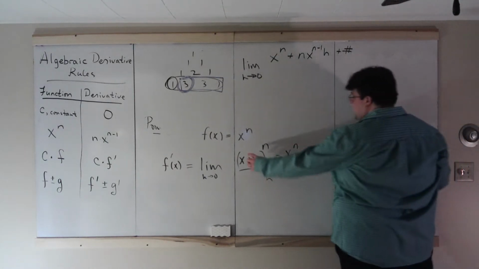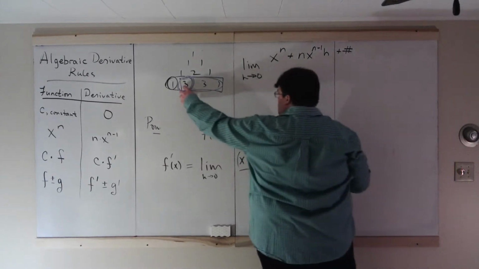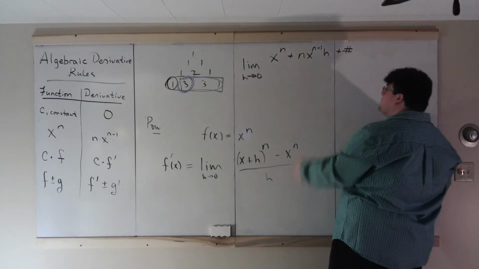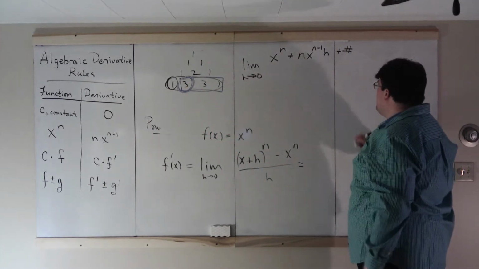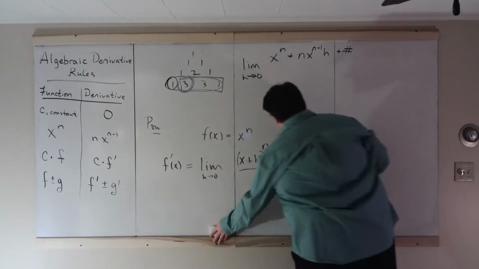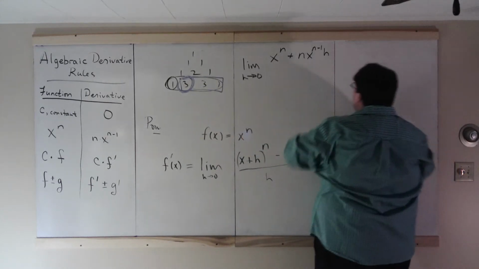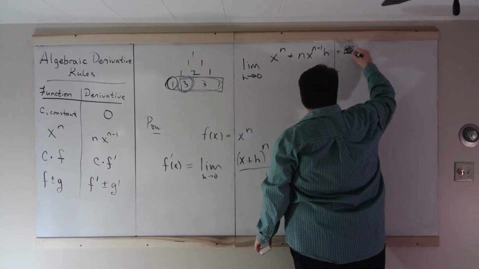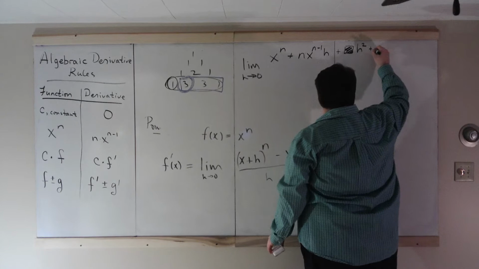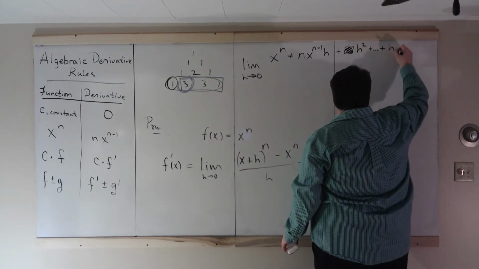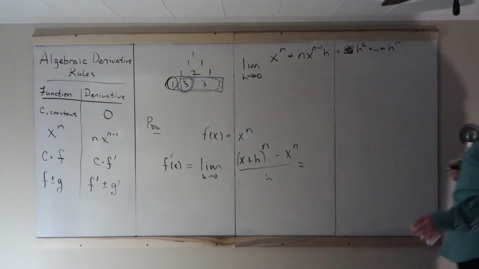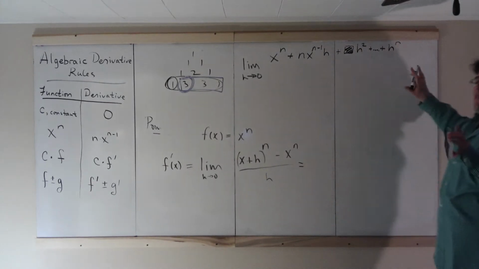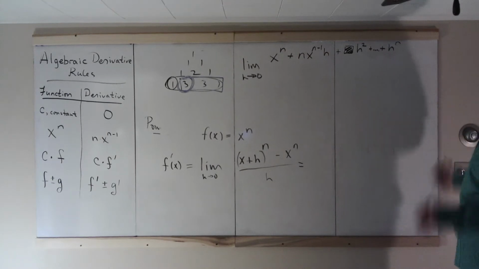So we expand this, we get x to the n, then we get n, x to the n minus 1, h to the 1, and after that we get plus square filled in h squared plus dot dot dot plus h to the n. So all of these other terms have at least an h squared on them. And that is what is going to be relevant.